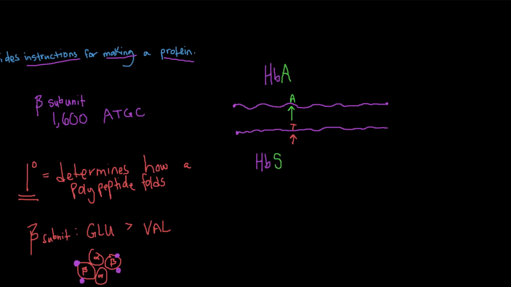This single letter change right here, changing it from A to T, is the difference between glutamic acid up here and valine down here. So these are both genes for the beta subunit, but they are different versions of the same gene. So variations, variants, or different versions of the same gene, we refer to those as alleles.